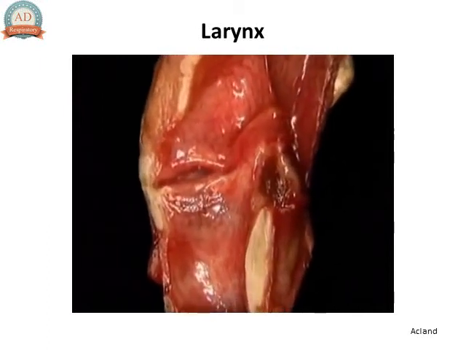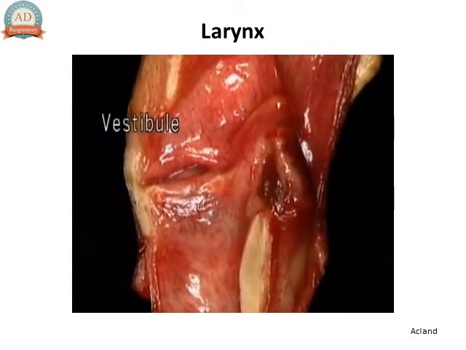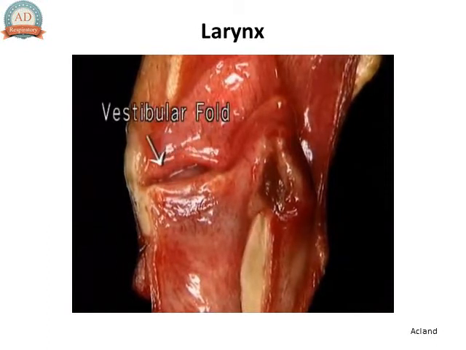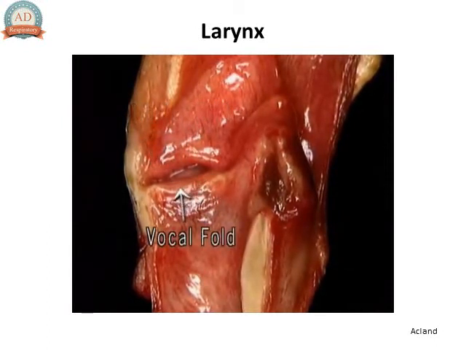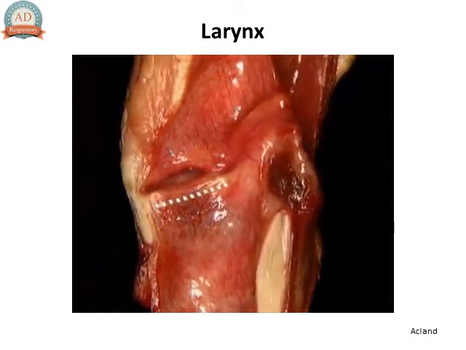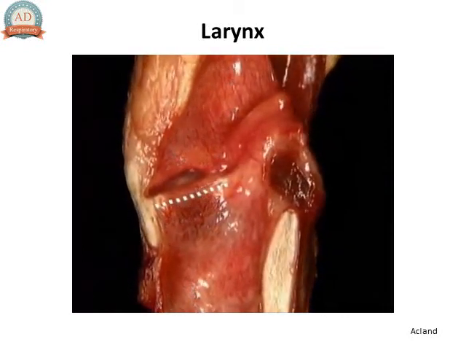The important features of the wall of the larynx are this small side cavity, the vestibule, and these two folds in the mucous membrane, the vestibular fold above and the vocal fold below. Just beneath the mucosa of the vocal fold is an important structure, the vocal ligament, which we'll see shortly.